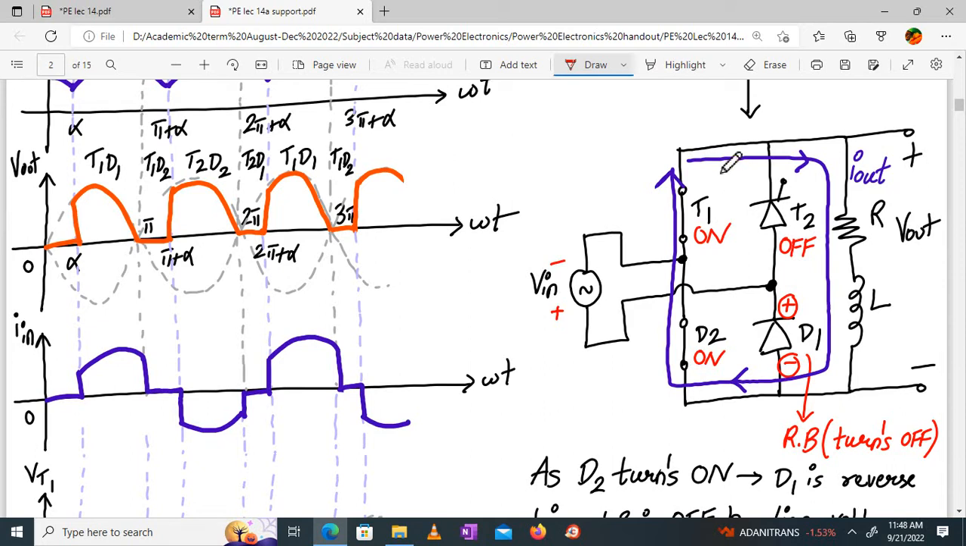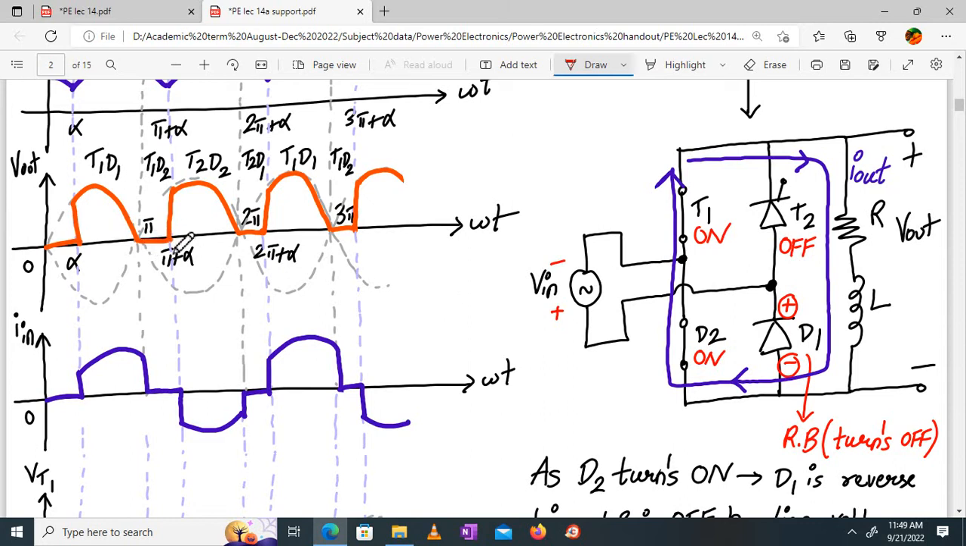See this blue color part which I have shown, right? So this entire load current will flow via this short circuit. Now the short circuit has happened through T1, D2. So whatever energy is stored in the inductor will freewheel through T1 and D2 because it's a short circuit. So if a short circuit appears in the output, it is a short circuit appearing in parallel with the output. Output will become 0. So that is what is happening over here.